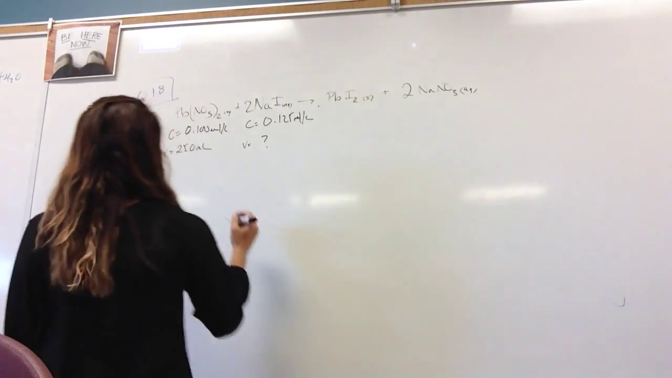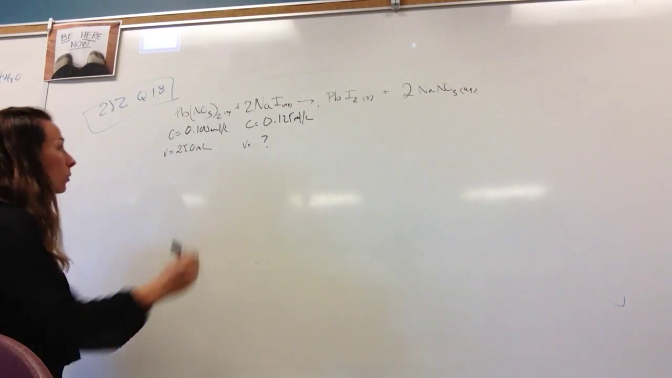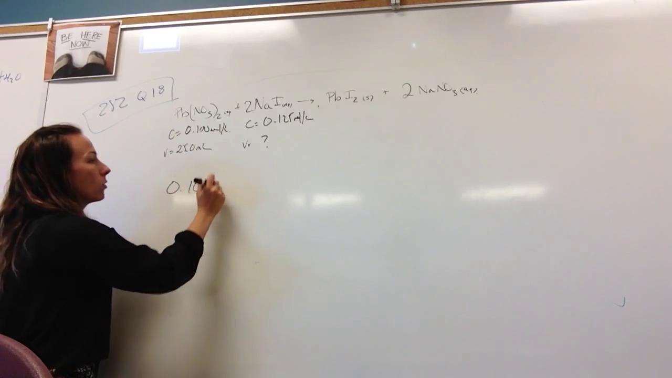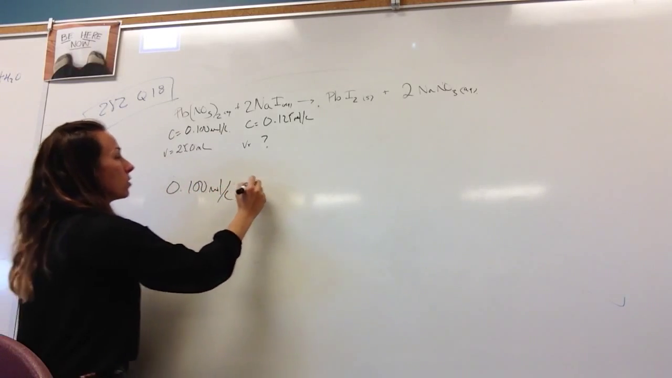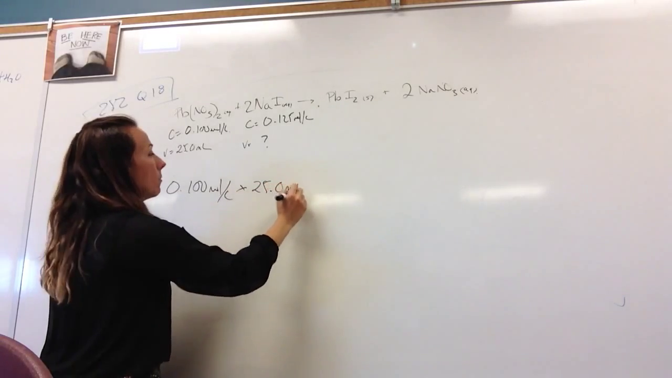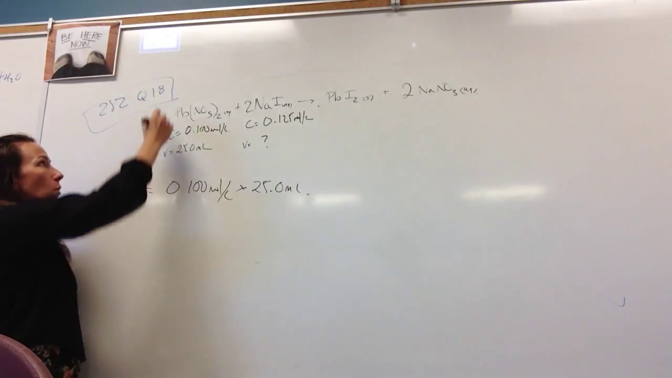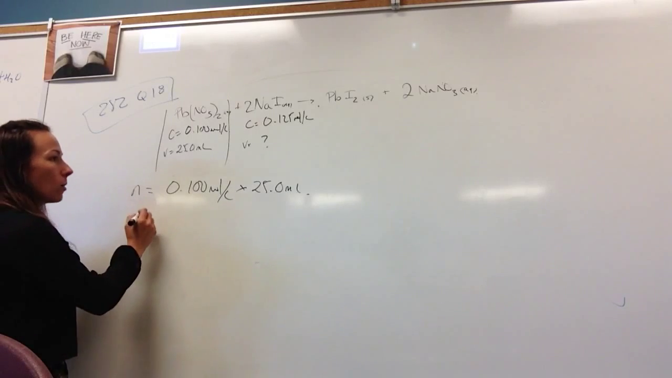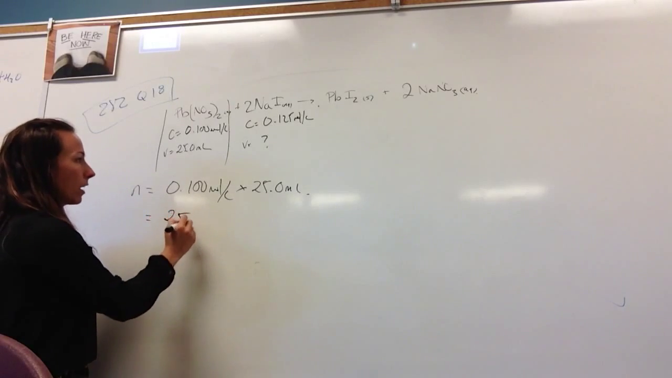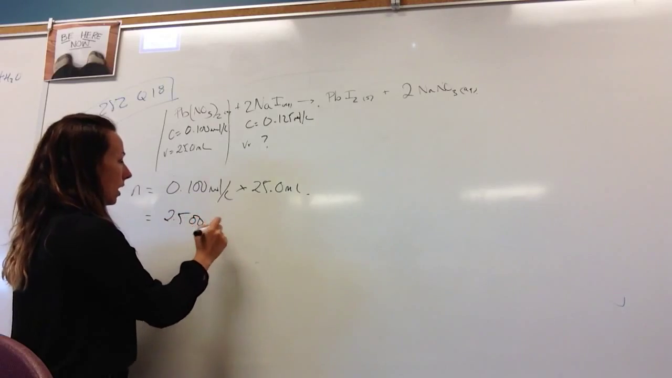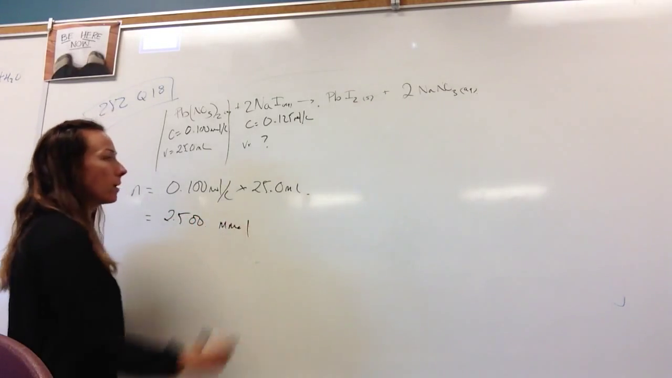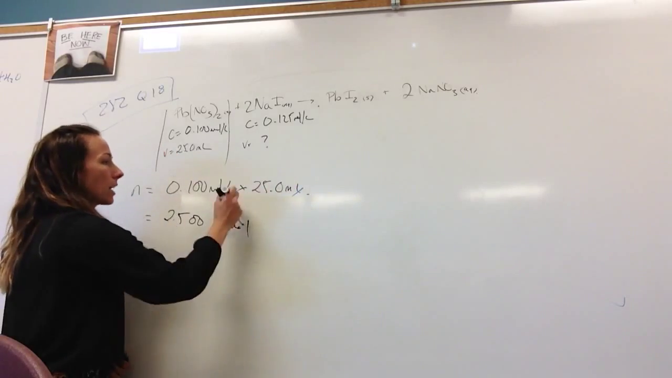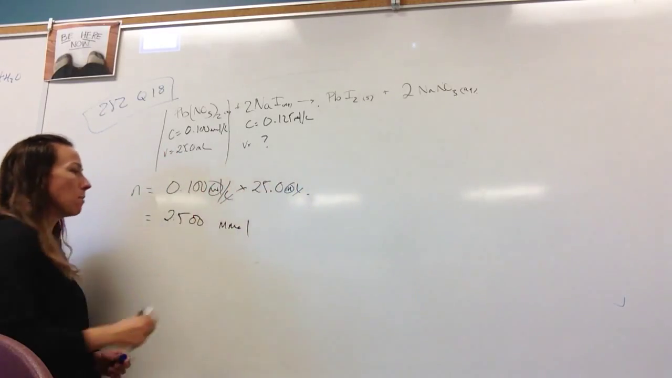Okay, so the first thing that everybody in the room would have done is multiply these two things together: 0.100 moles per liter times 25.0 mL. This will give us the number of moles of my Pb(NO3)2. Multiplying those together, I get 2.500 millimoles. Why millimoles? Because the milliliters and the liters cancel out, and I'm left with milli and moles.